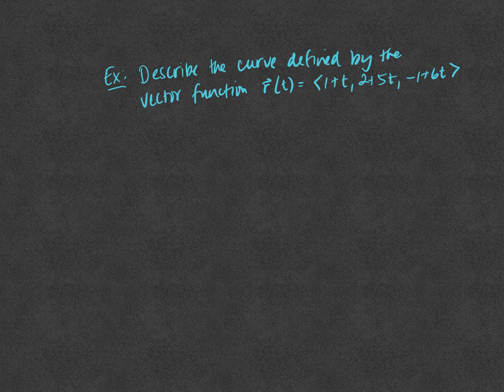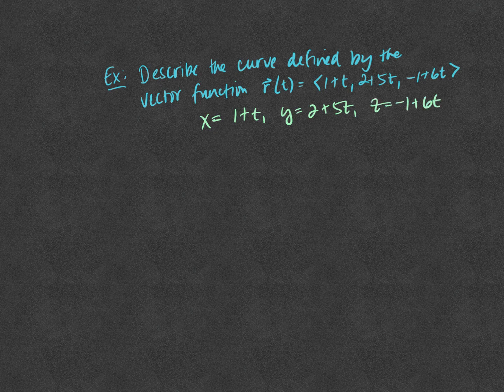Notice the example says describe the curve defined by the vector function r of t equals 1 plus t, 2 plus 5t, and negative 1 plus 6t. Good news, we're asked to describe, not to sketch, so that's exciting. Let's write our parametric equations so we know that x equals 1 plus t, and y equals 2 plus 5t, and z equals negative 1 plus 6t.